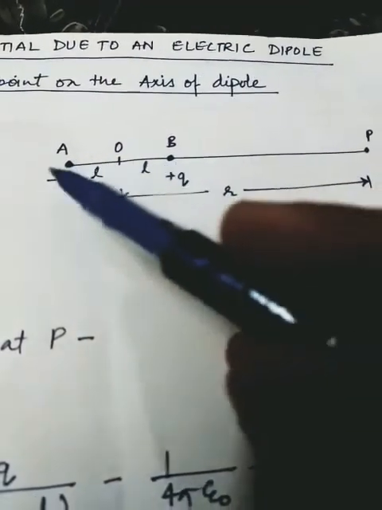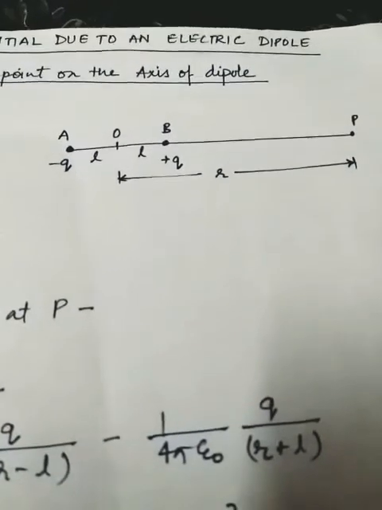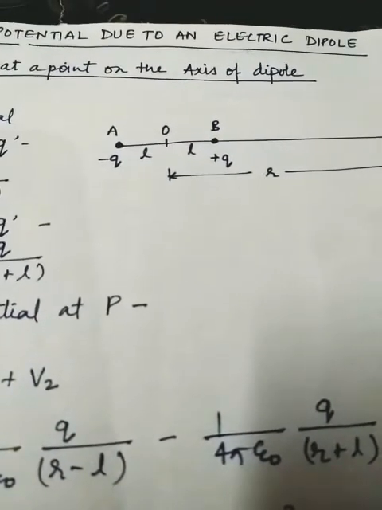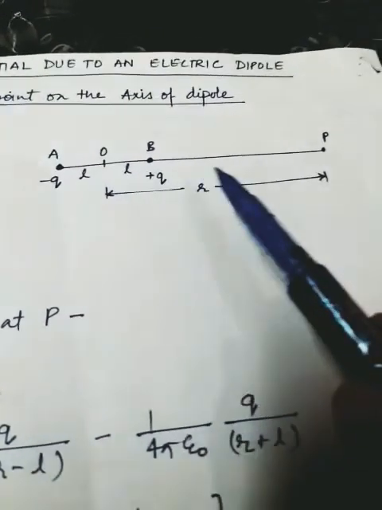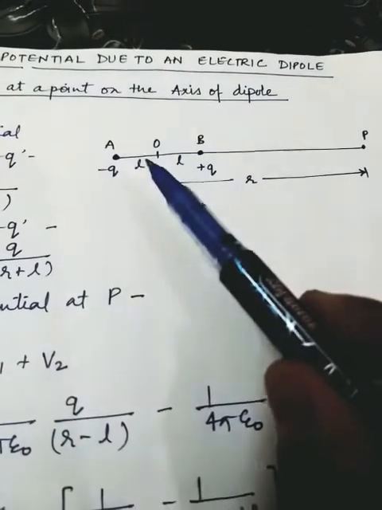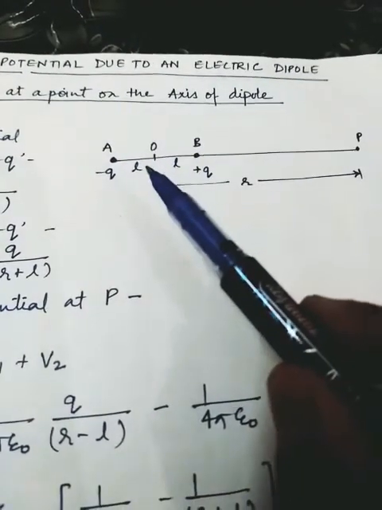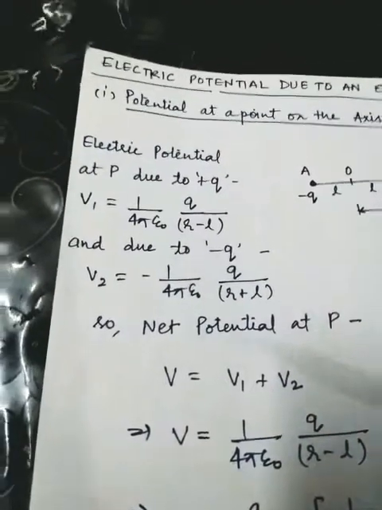In the diagram, this is an electric dipole having charges plus q and minus q, and from the center O of the dipole, we have a point P at the distance small r. The distances of each charge from the center of dipole is L as usual. So let's see the derivation.